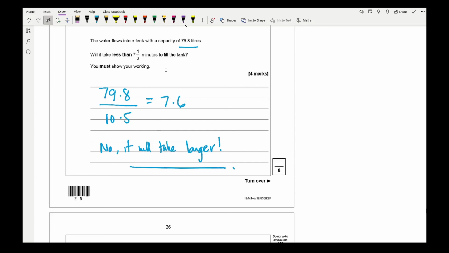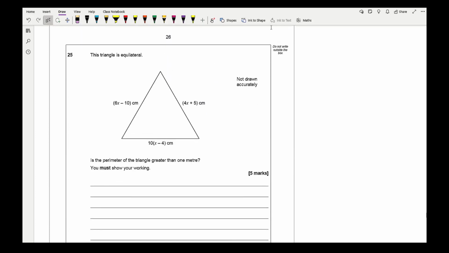And so the next question, question 25, says that the triangle is equilateral. It basically means that all the sides are the same. It says, is the perimeter of the triangle greater than 1 meter? So with it being equal, what we need to do is work out what x is. Now, as it's equilateral, this side is going to be the same as this side.